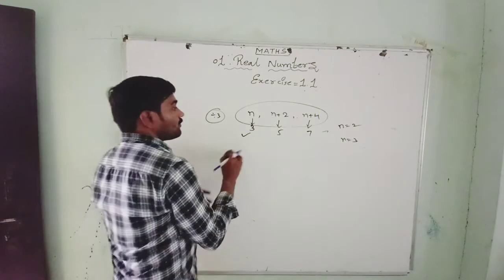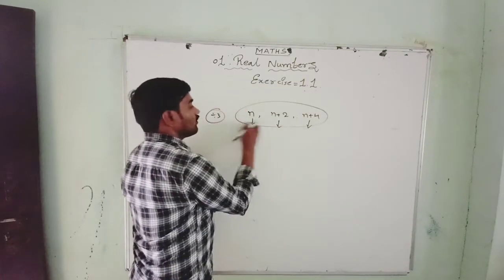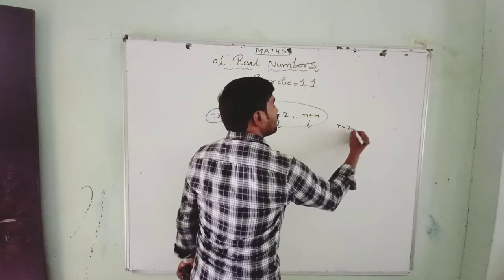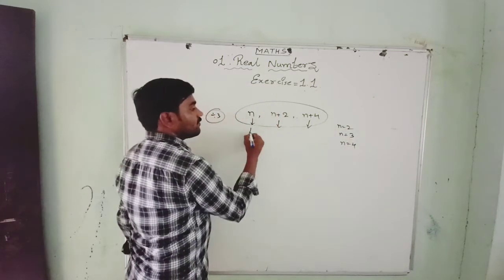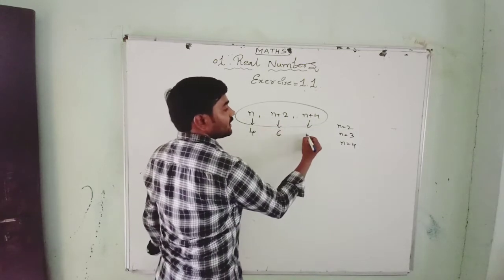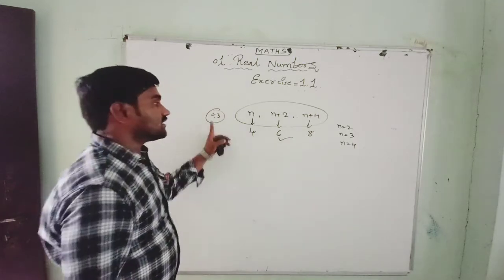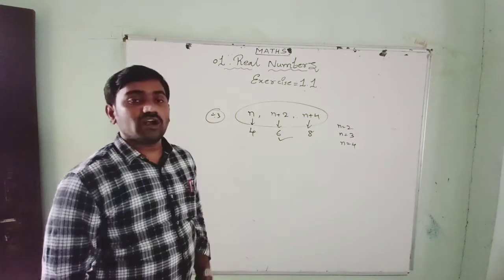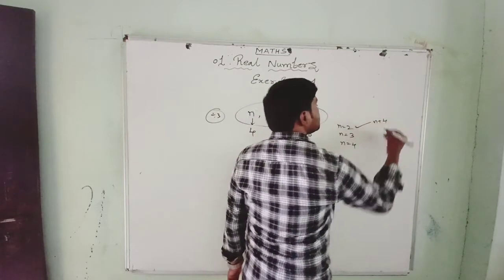Now, n equal to 2 is completed, n equal to 3 is completed, now let us take n equal to 4. It will be 4, 4 plus 2, 6, and here 4 plus 4, 8. Now only 6 is divisible by 3, and 4 and 8 are not divisible. But when n equal to 2, n plus 4 is divisible by 3.